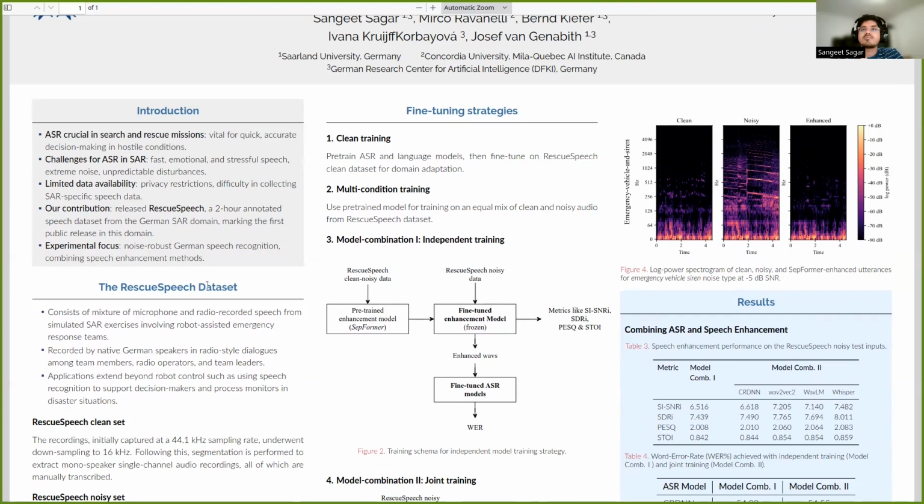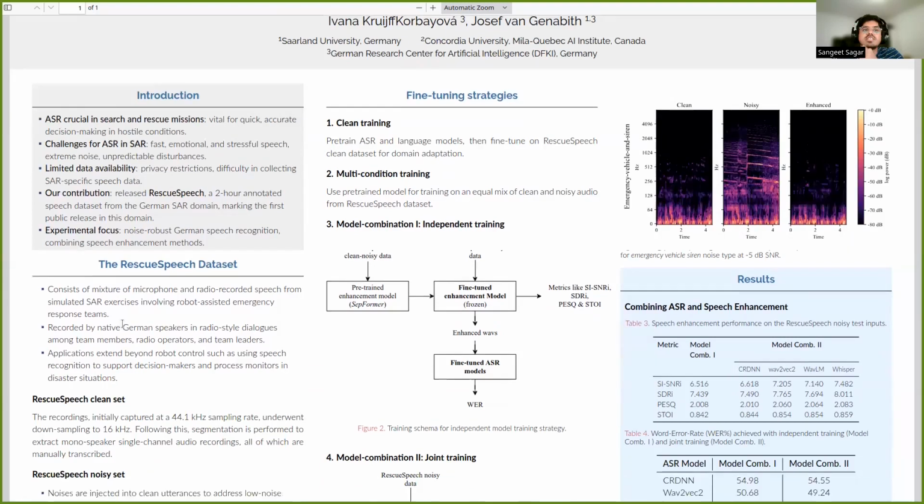It includes recordings from native speakers of the language speaking in a kind of radio style conversation, radio style dialogue. Although this is a very small dataset, 2 hours, it has a wide range of applications, for example, robot control or using it to build speech recognition systems to support decision making for such a hostile situation. Now we release the dataset into two sets.